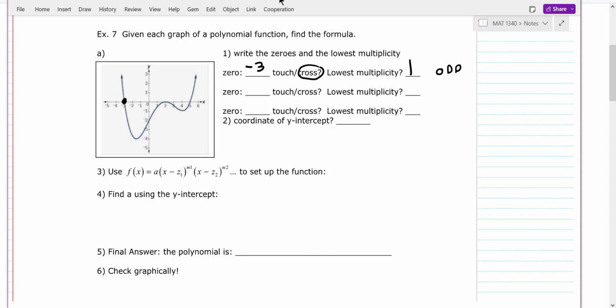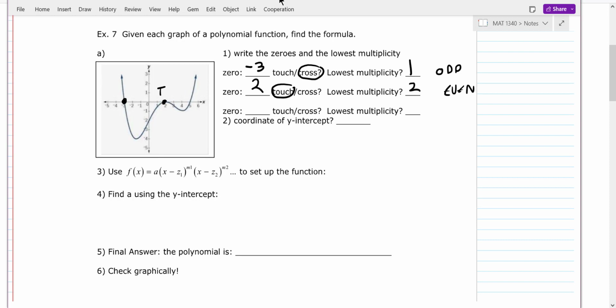Okay, the next zero is 2. And since that's an even multiplicity, that means we touch. So what's the lowest multiplicity then? 2. The lowest even number is 2, not 0. Don't use 0. That doesn't make any sense.